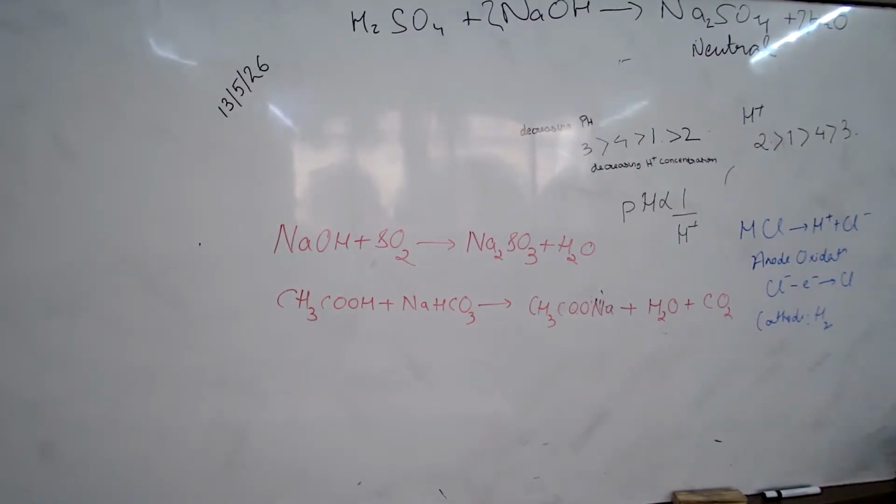See here, acid ionizes to give H positive and Cl negative ions. At anode oxidation occurs. Oxidation is loss of electrons, so we will get chlorine gas there. And cathode पे होगा reduction, so we will get hydrogen gas at cathode. Okay? Cathode पे hydrogen gas मिलेगा.